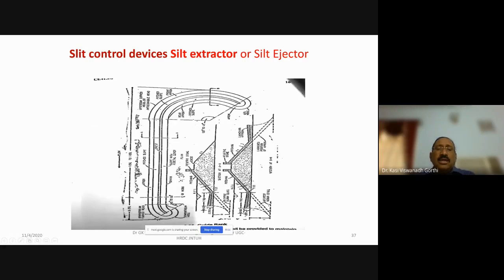So this is how the water gets diverted or escaped, allowed to flow into the escape channel. You can see here the vanes are provided to allow the water to flow through these ways, get collected and be allowed to flow through the escape channel.